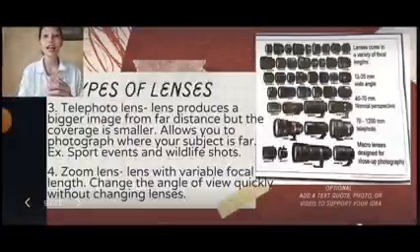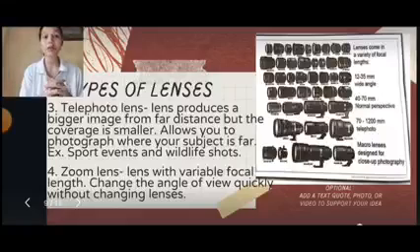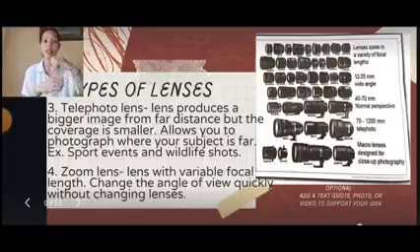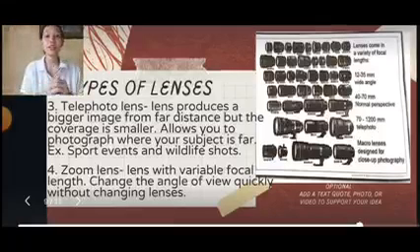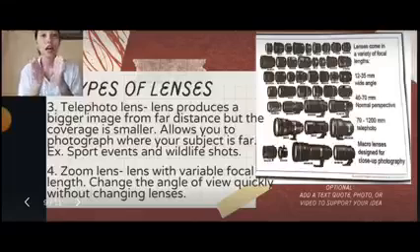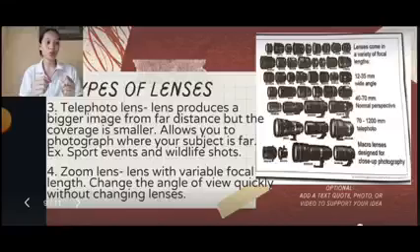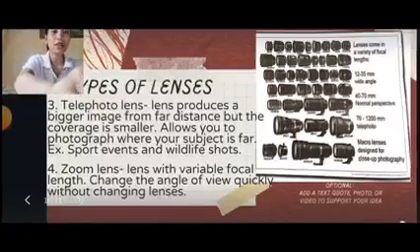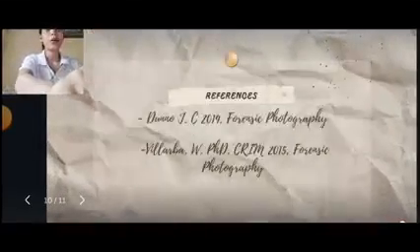The fourth and last type of lens is the zoom lens. A lens with variable focal length changes the angle of view quickly without changing lenses. Just like I said earlier, the shorter the focal length, the larger the depth of field. The longer the focal length, the narrower or smaller the depth of field captured. So that's all from our discussion.